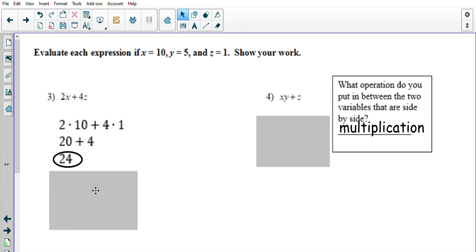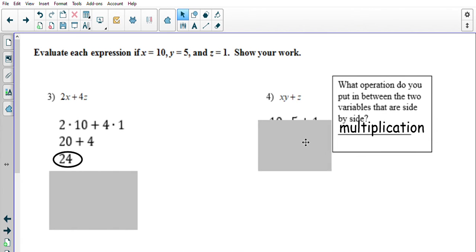In number 4, we have xy plus z. So it says, what operation do you put in between the two variables that are side by side? Well, it's just like when you have a number next to parentheses. You squish multiplication between those two variables. Don't just smush the two numbers together. Like sometimes when I see xy, students will write that as 105 because they're like, that's a 10 and a 5, so that's 105, right? Please don't do that. Multiply 10 and 5.